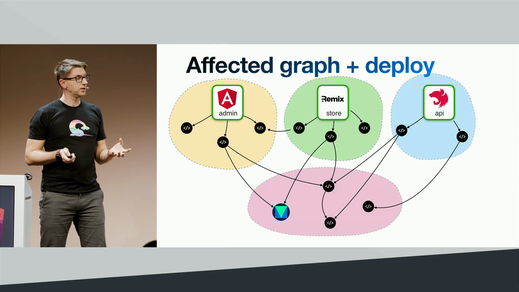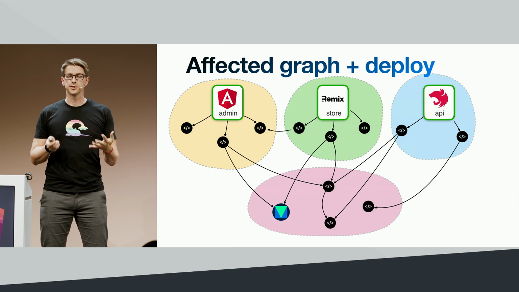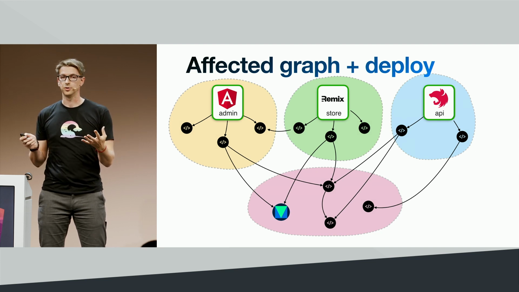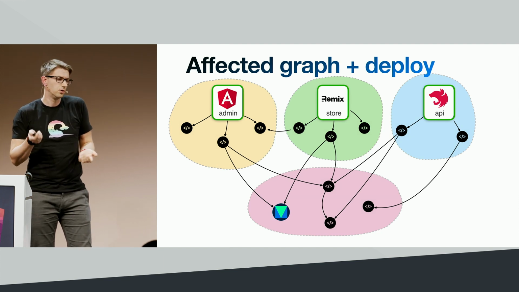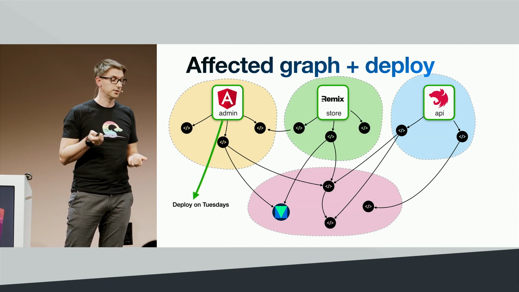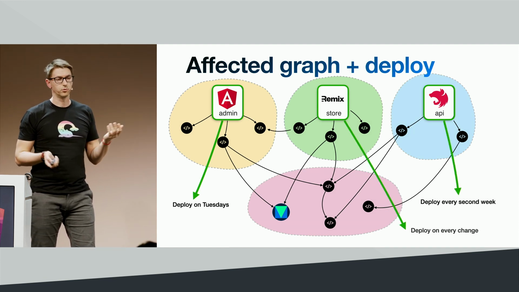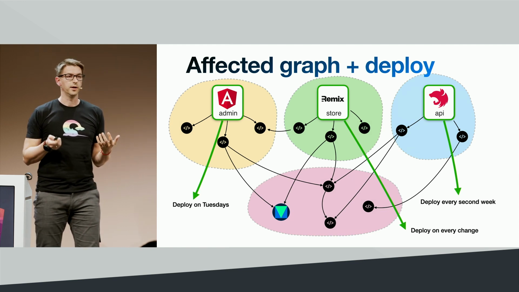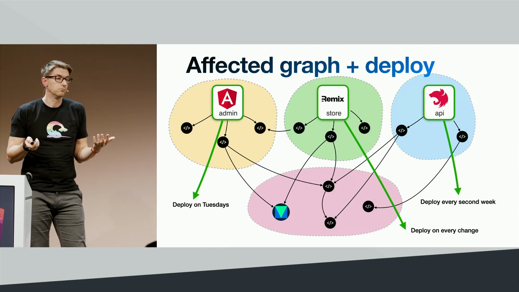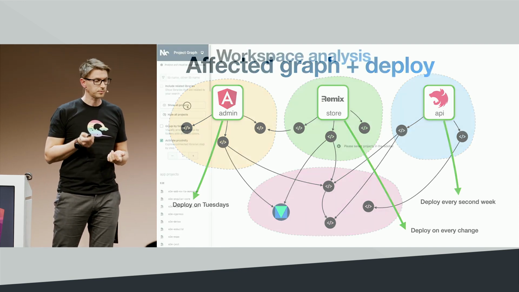But having things marked as deployable or ready for deployment doesn't necessarily mean that you have to deploy it. So it's not like someone is forcing you now, suddenly when it's affected, it has to be deployed. No, you can still decide admin is deployable on Tuesdays, API every 2nd week, store whenever it changes. It's up to you to decide when you want to do it. NX or monorepos just tells you that it's ready and that it should be deployed because there are some changes.